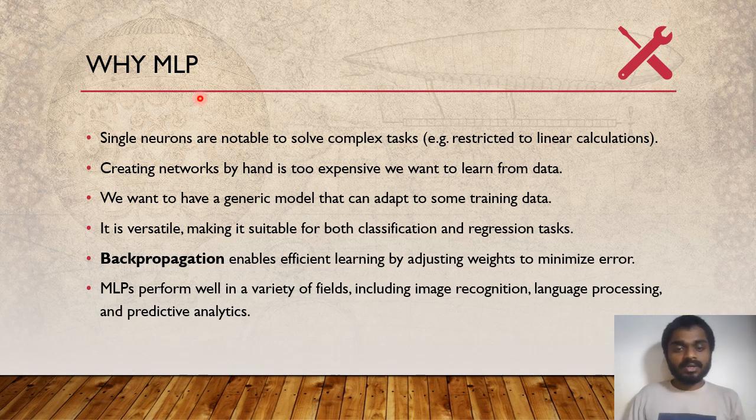Let's see why and when to use this multi-layer perceptron. Single neurons are not able to solve complex tasks, and creating networks by hand is too expensive. We want to learn from data. We want to have a generic model that can adapt to some training data. It is versatile, making it suitable for both classification and regression tasks. Backpropagation enables efficient learning by adjusting weights to minimize error. MLPs perform well in a variety of fields, including image recognition, language processing, and predictive analysis.